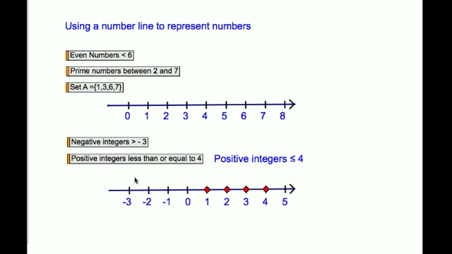For positive integers less than or equal to 4, we use a symbol such as this, which means that 4 is included. 4 is also a positive integer, and we have 1, 2, 3, and 4. 4 positive integers.